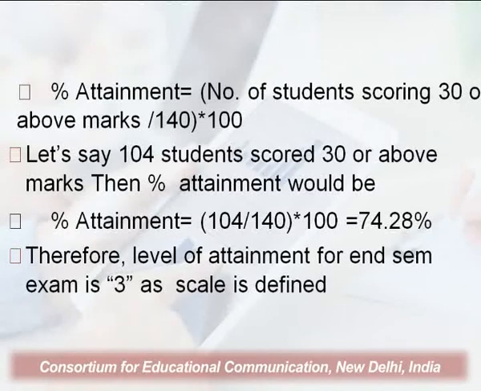Let's say 104 students scored 30 or above marks, then the percentage of attainment would be 104 upon 140 into 100, that is 74.28%. So this kind of calculation is very clear and is given in the NBA manual. Therefore, the level of attainment for the end semester exam is 3, as the scale is defined. So you have to define the scale very clearly.